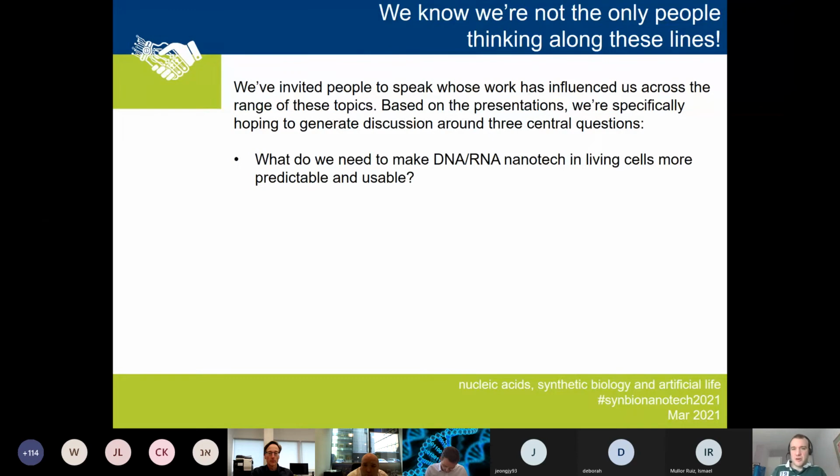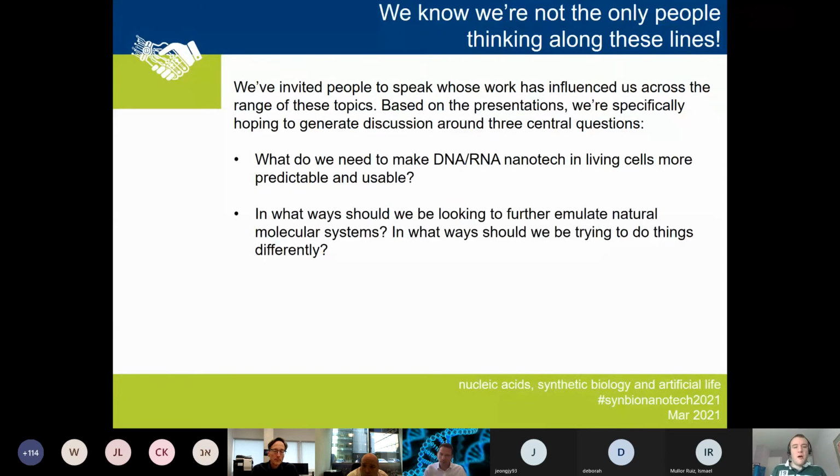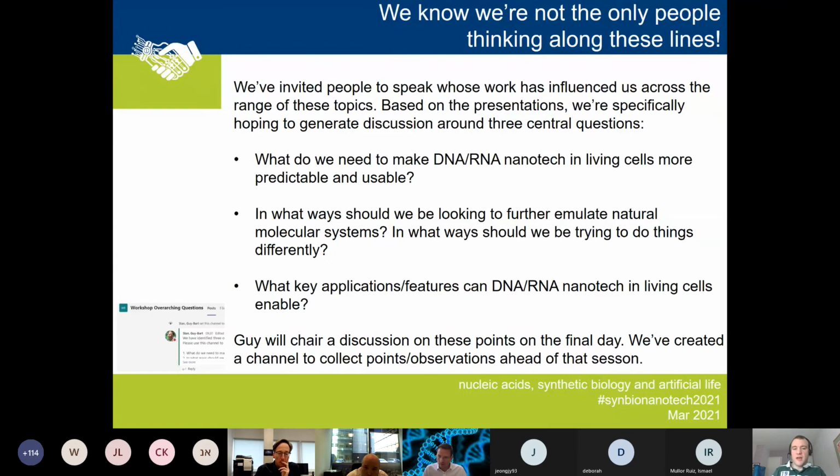So based on the presentations that we're going to see, we're specifically hoping to generate discussion around three questions. The first is, what do we need to do to make DNA or RNA nanotech in living cells more predictable and usable? The second is, in what ways should we be looking to further emulate natural molecular systems? Should we be trying to do things differently from natural systems? Is there a fundamental advantage we can have in doing things differently? And thirdly, what key applications or features can DNA and RNA achieve in living cells?